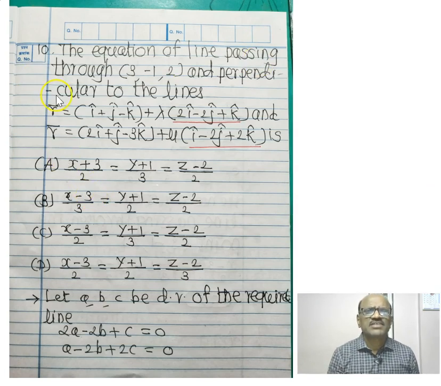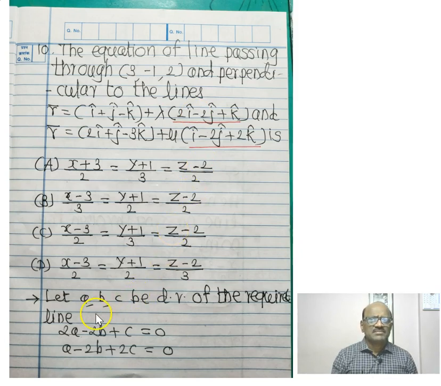The equation of a line passing through the point (3, -1, 2) and perpendicular to the lines r bar equals (i cap plus j cap minus k cap) plus lambda (2i cap minus 2j cap plus k cap) and r bar equals (2i cap plus j cap minus 3k cap) plus mu (i cap minus 2j cap plus 2k cap) is. Now this is the equation of the line r bar, which is given. Now we find the equation of the required line.